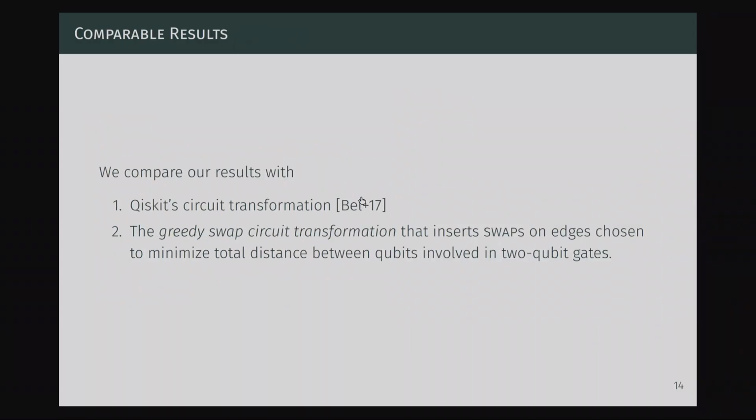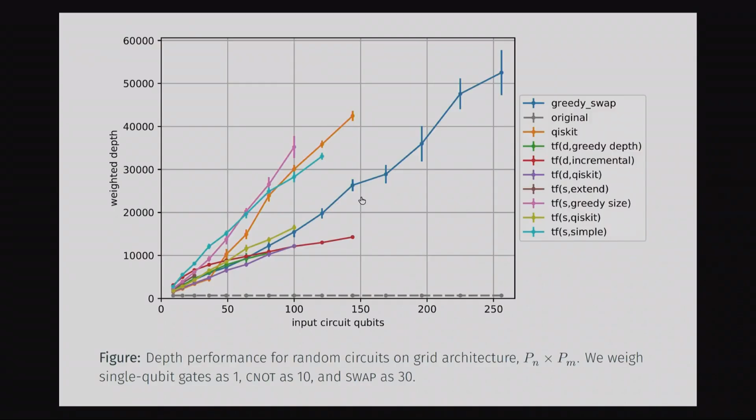And we compare our results with Qiskit, which is an open software tool for quantum information. And Qiskit has a circuit transformation. And we also propose a greedy algorithm, which we call the greedy swap circuit transformation, which is quite fast. This just greedily inserts swaps on edges that bring qubits closer that are involved in some gate. It's very straightforward. So let's look at some results.